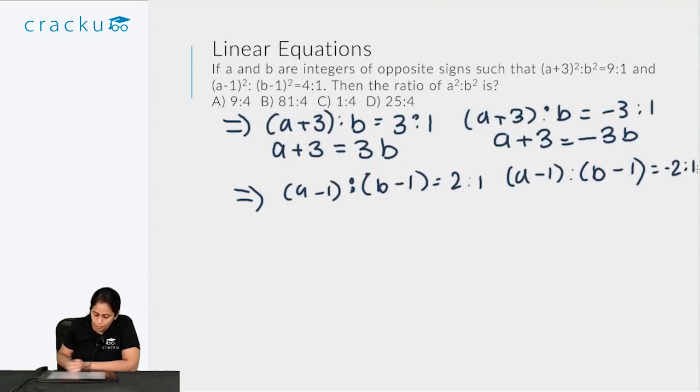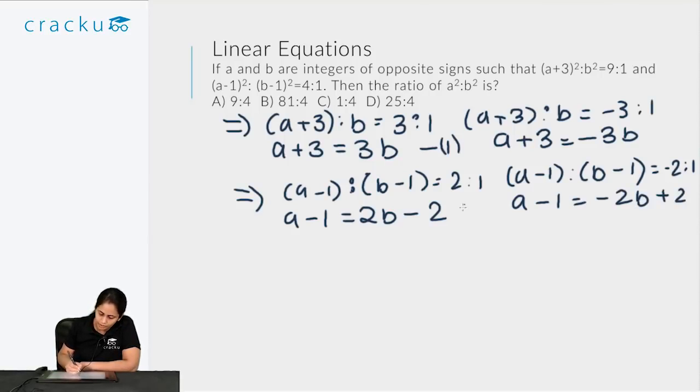So I get two possible equations based on that. If I consider it 2:1, then I get a minus 1 is equal to 2b minus 2, and I also get a minus 1 is equal to minus 2b plus 2. So I have 4 equations: 1, 2, 3, 4. Now I don't know which one of these is the case, but if I consider all of these 4, I can take these 4 equations 2 at a time.